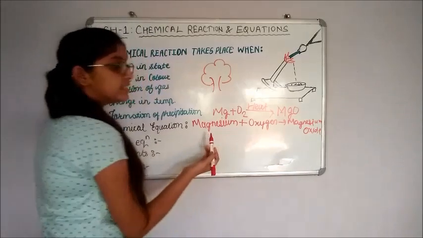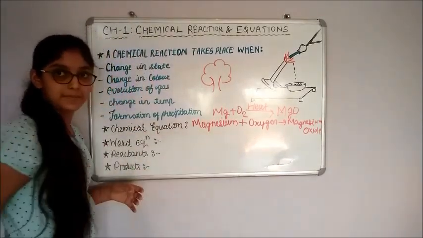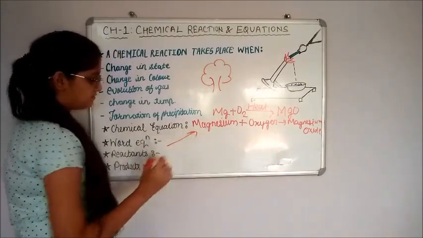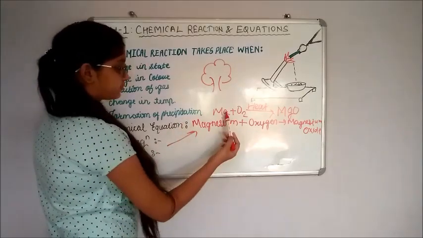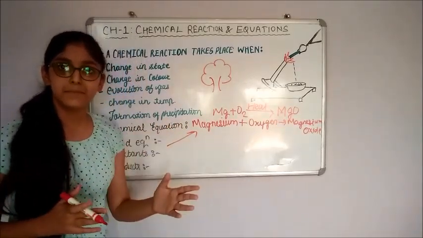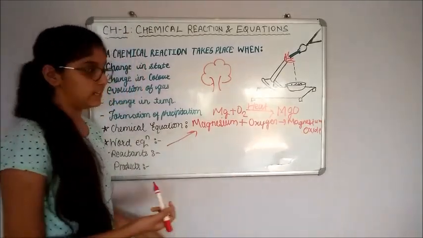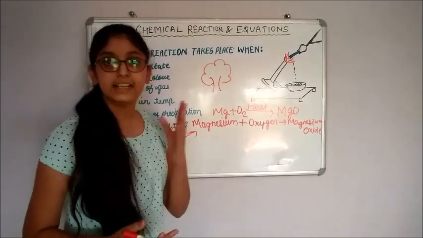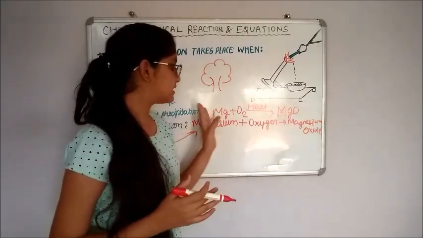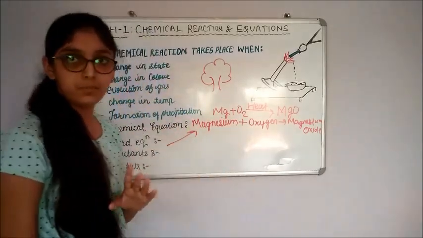Now what is this? This is a word equation. If we write it with the help of words and sentences, it is known as a word equation. Now this is a chemical equation. Why? We use elements' symbols to write it. Now if we look at this equation, it is a skeletal chemical equation. Now what is a skeletal chemical equation? In a skeletal chemical equation, the number of atoms of each element is not equal on both sides.